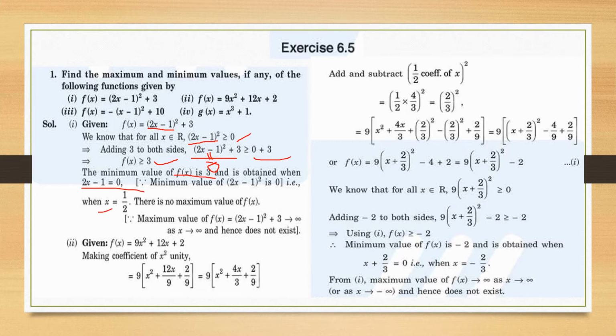So the minimum value of the function is 3, and it exists at the zero of this term, that is when x is half. And the maximum value of f(x) = (2x - 1)^2 + 3 approaches infinity as x approaches infinity, and hence we say that the maximum does not exist.